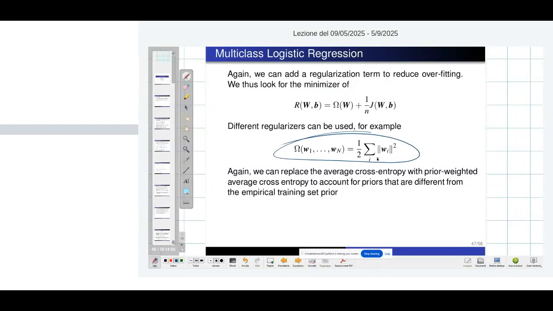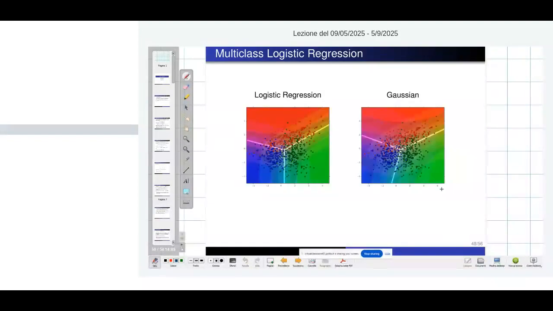A possible regularization is to penalize the norm of each vector W, and then sum the regularization terms applied to each of these vectors, which is the same as penalizing the norm of the matrix W, which would correspond to the same thing. And again, if we need, we can use a prior-weighted version of the model where we replace the averaging of the cross entropy with an average that is weighted by the prior of the application that we want to simulate. So similar to the binary.